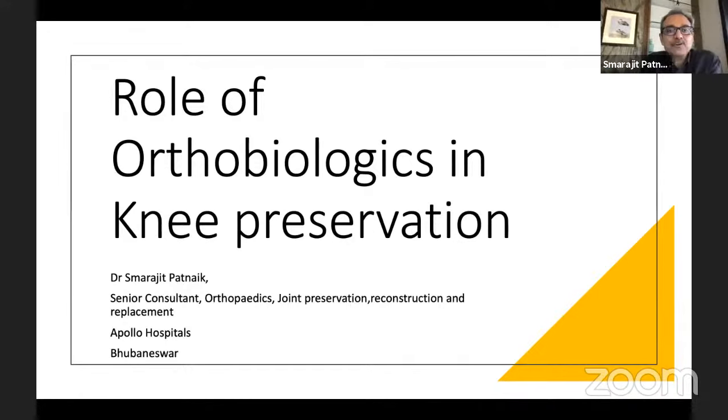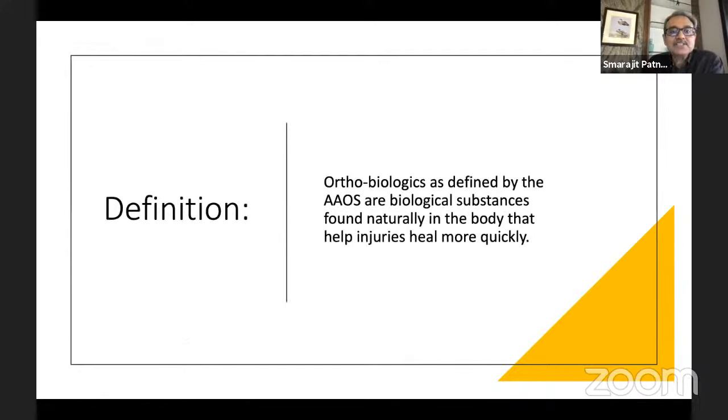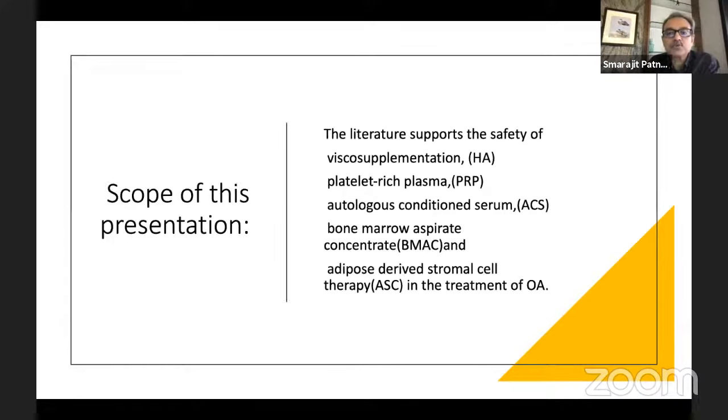Thank you for the Indian Orthopaedic Association for giving me this opportunity to be a member of the Hip and Knee Preservation Subcommittee and to talk about orthobiologics in knee preservation. Now, what are these orthobiologics? These are defined as per the AAOS. These are biological substances which are found naturally in our body, and they help in healing of injuries, obviously more quickly.